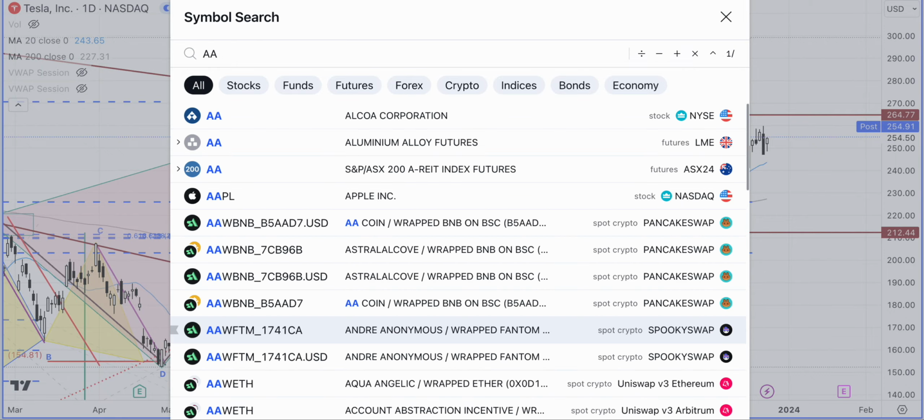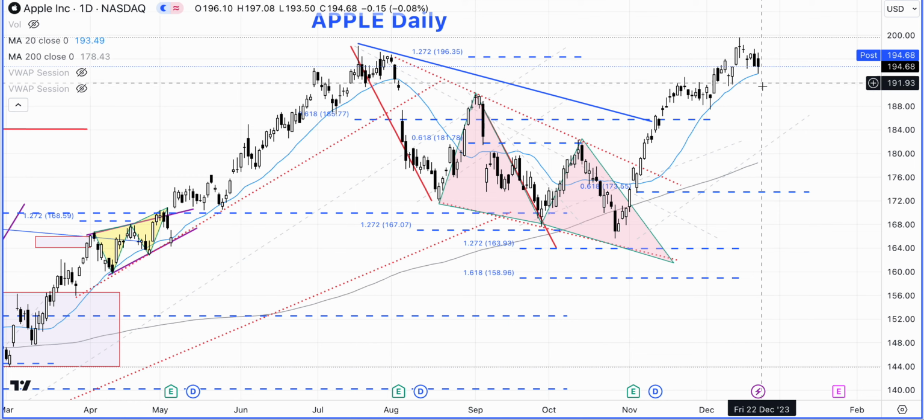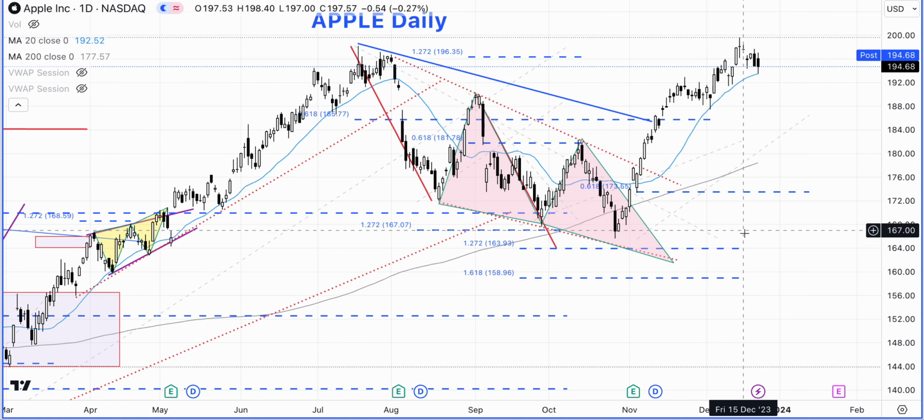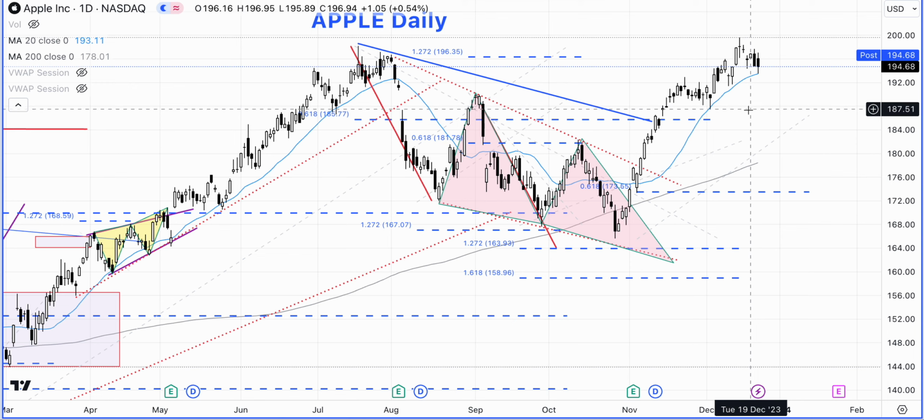Let's take a look at Apple. So Apple stock is going sideways, resting on the 20-day moving average. A huge support from the momentum. Look where the 200-day moving average is. It also causes a bit of a gap situation where the price could actually, in fact, pull back lower.